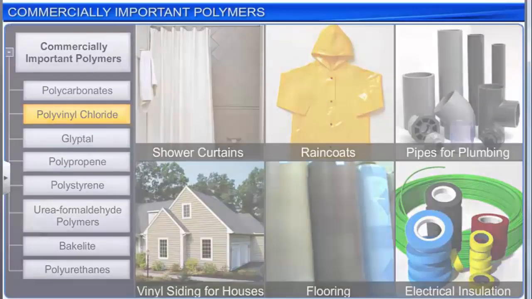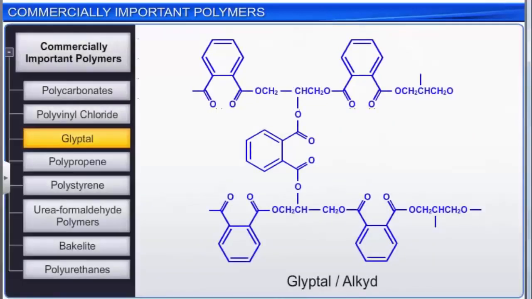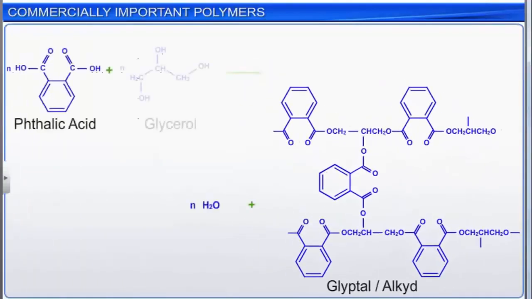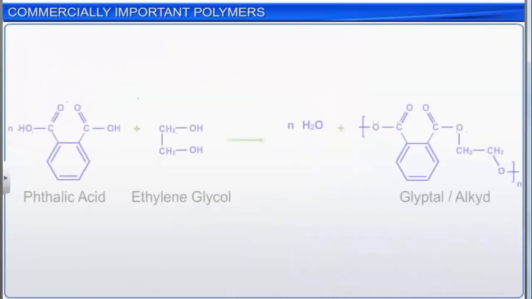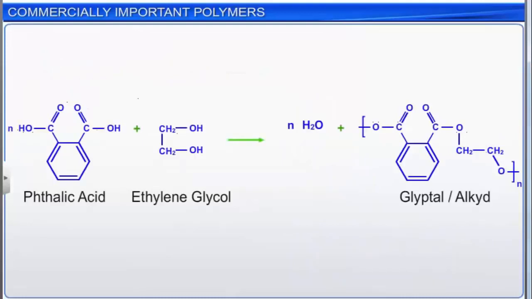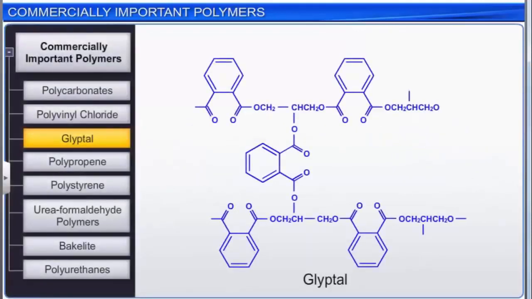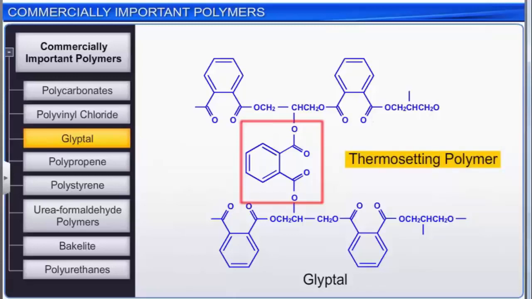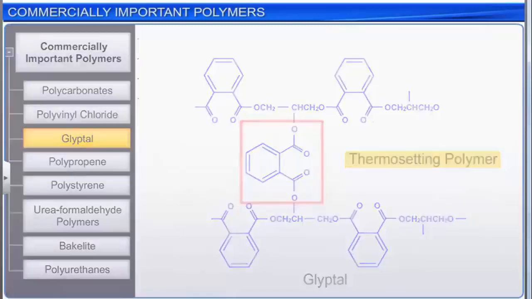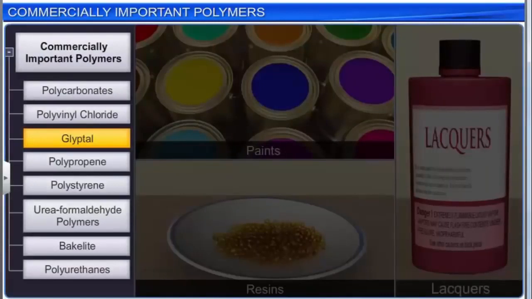Glyptyl, or alkyd, is a condensation polymer formed from phthalic acid and glycerol, or phthalic acid and ethylene glycol. Glyptyl is a polyester that can form cross-links. Cross-linked glyptyl is a thermosetting polymer. Glyptyl is used in the manufacture of paints, lacquers, and resins.